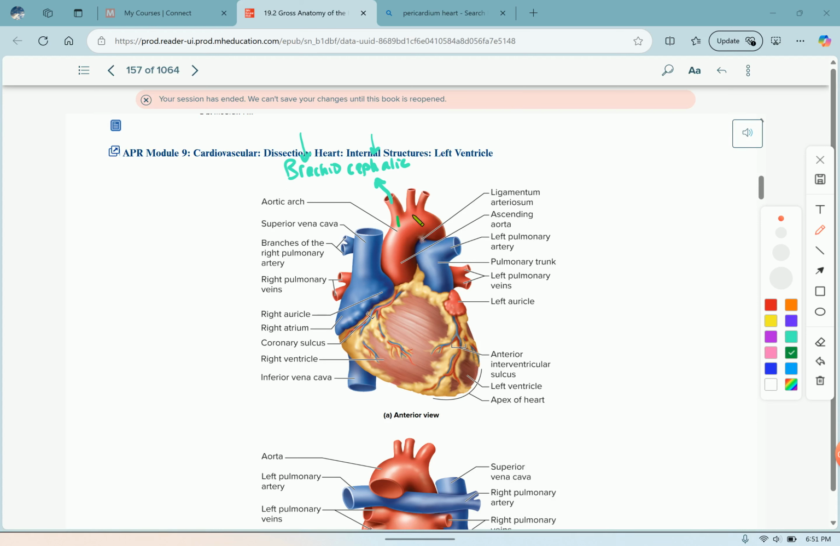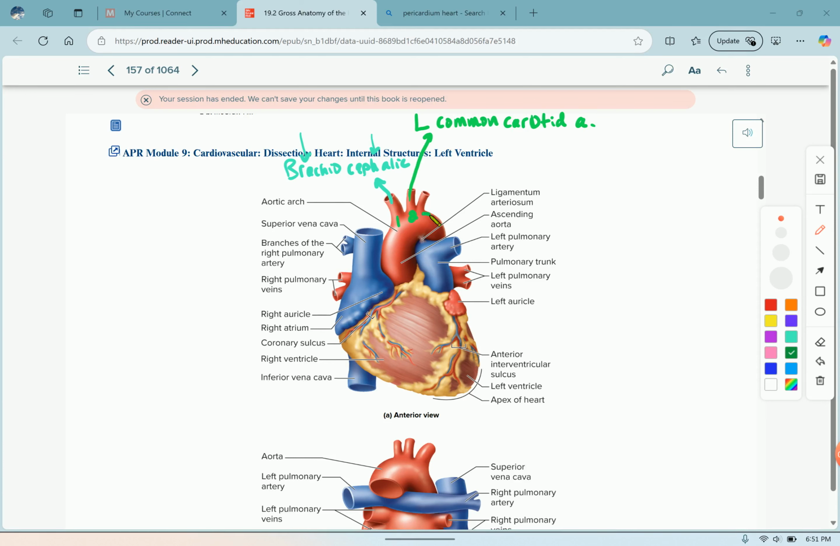Okay, the second tube is the left common carotid artery. Okay, that's in the neck. The carotid artery is what we palpate when you're checking for someone's pulse.